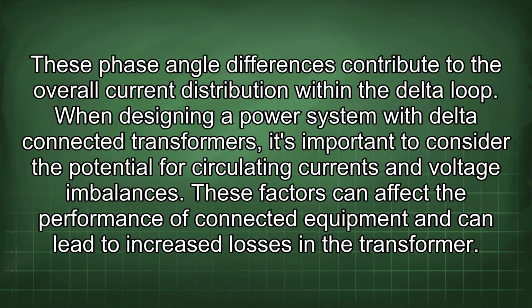These phase angle differences contribute to the overall current distribution within the delta loop. When designing a power system with delta-connected transformers, it's important to consider the potential for circulating currents and voltage imbalances. These factors can affect the performance of connected equipment and can lead to increased losses in the transformer.